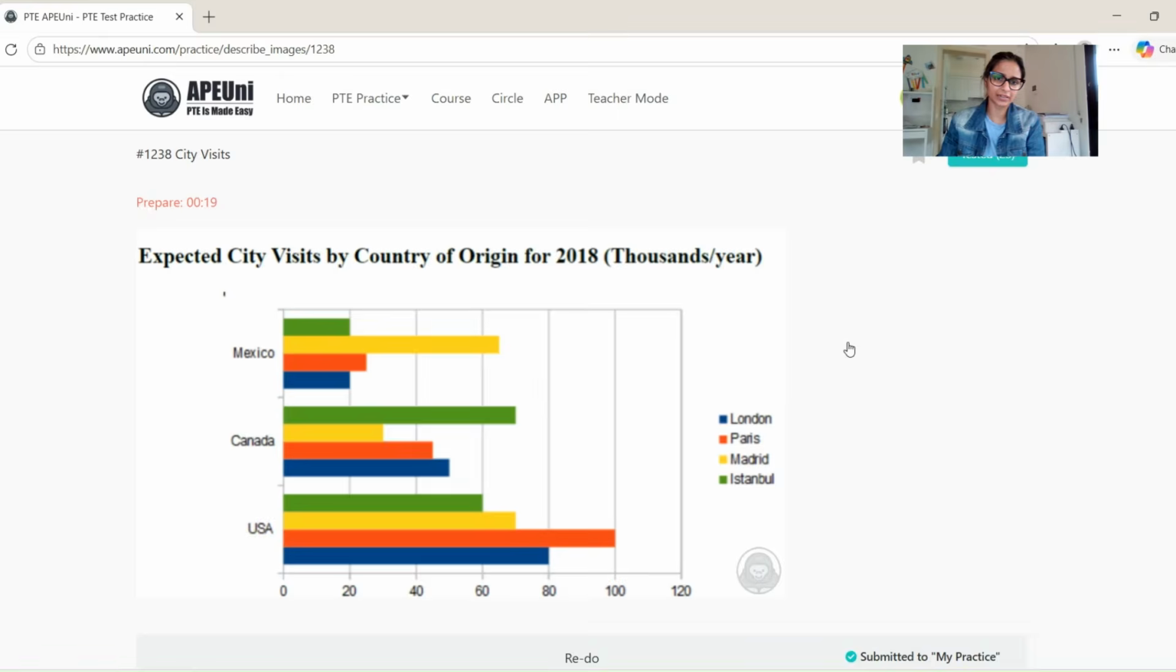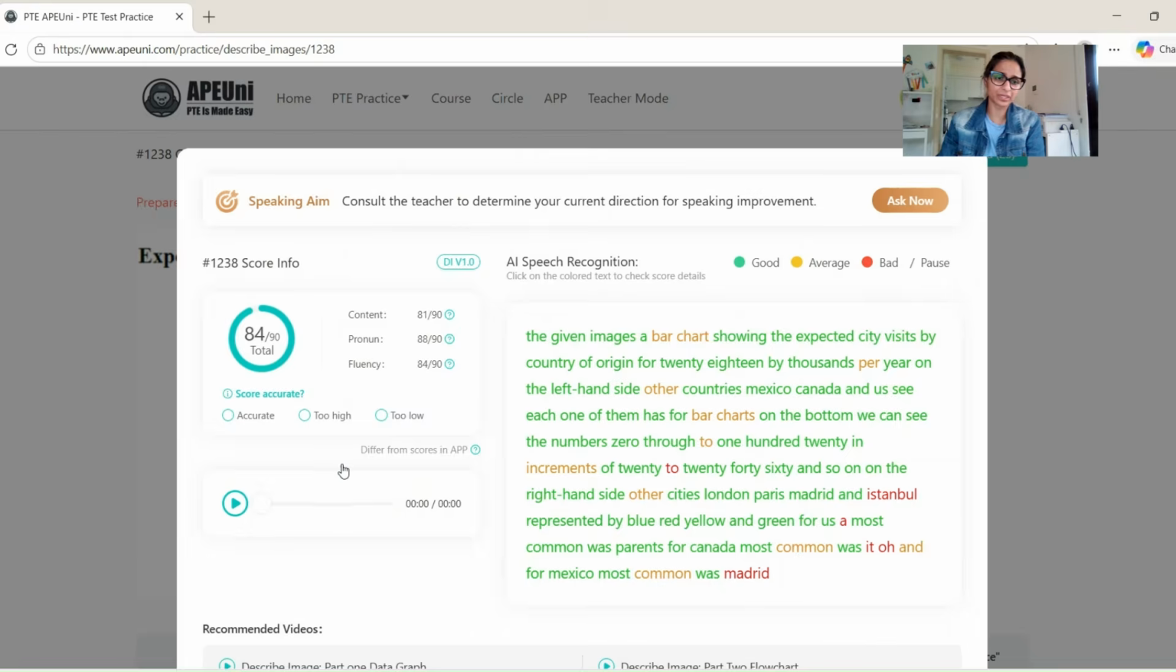Okay, it says here 84 out of 90, which I'm pretty happy with. Okay, nothing to complain about. You can see the content, they didn't give me a full score, but again, I don't know whose AI to trust. This says 81 out of 90. Pronunciation, of course, 88 out of 90 because I'm being as clear as possible. Okay, let's do another one, shall we?